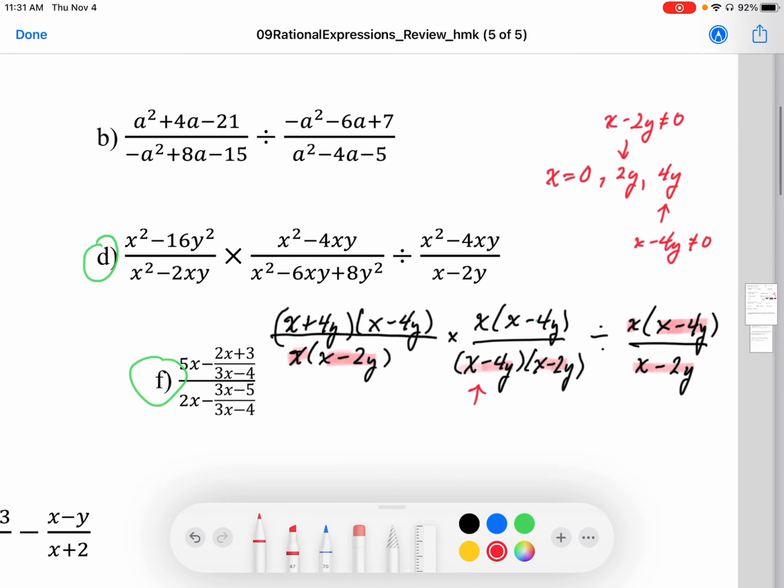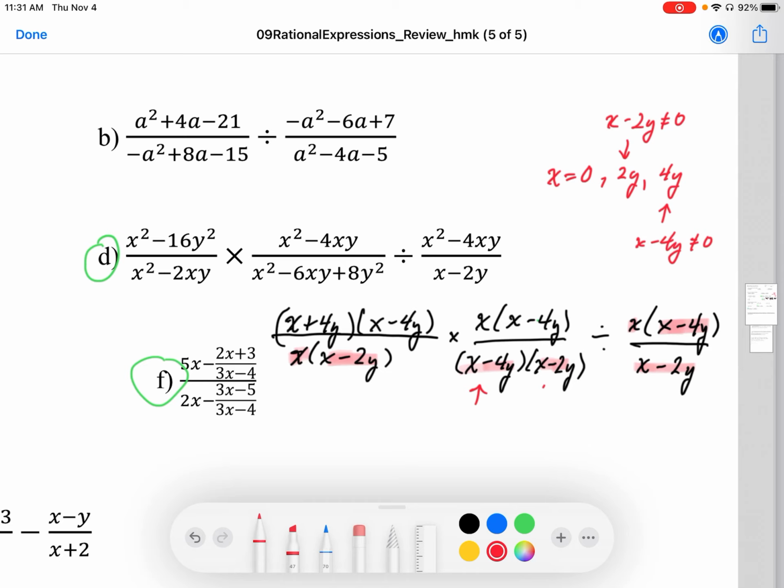This is a repetition. This one is a repetition, and so are these. So now we have all our restrictions based on the denominator. These three restrictions here are based on the ones that we see. The other ones are just repetitions. We do have to account for them, but since they're repetitions, we're not going to state those again.